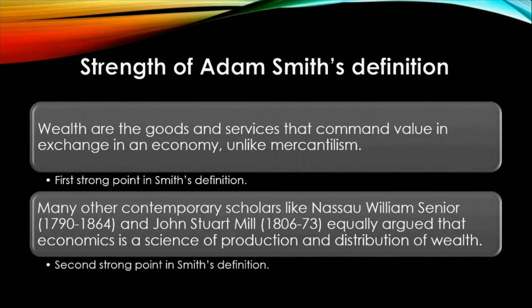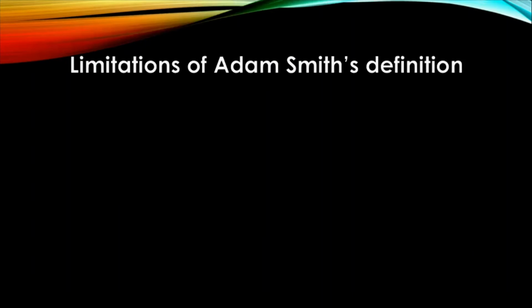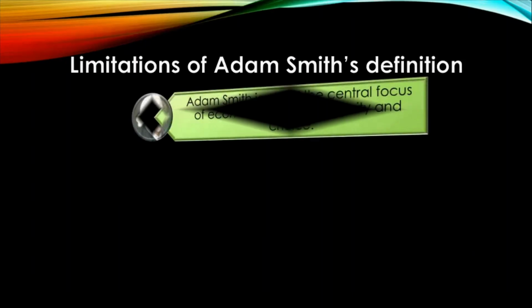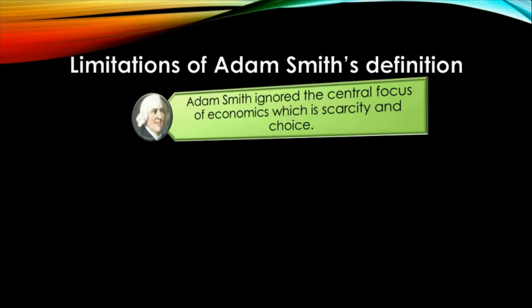And this happens to be the second strong point of Adam Smith's definition of economics. So with this, we can briefly look at some of the limitations of Adam Smith's definition of economics. The first one is that Adam Smith ignored the central focus of economics, which is scarcity and choice. Now, the fundamental economic problem faced by every individual society is scarcity, and this makes choice inevitable. Therefore, Adam Smith ignoring this essential and important aspect of economics was a big mistake, because without scarcity, economics as a subject has no foundation.